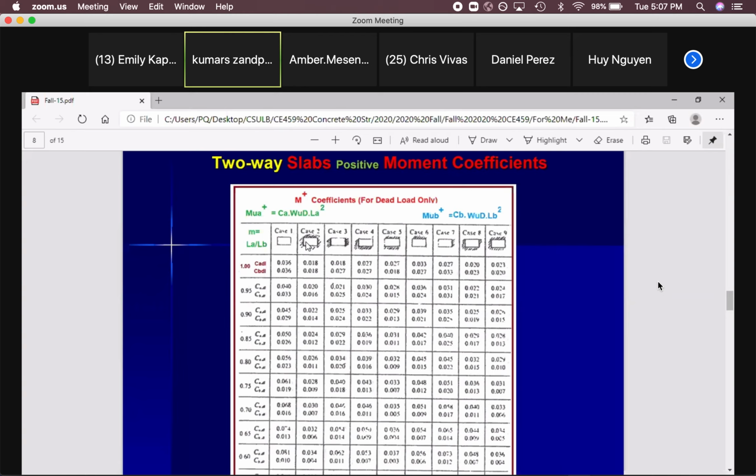We call this the A direction because this is LA. A direction: negative moment, positive moment, negative moment. B direction: negative moment, positive moment, negative moment. Hopefully it's clear. If not, please ask me. I will review this again and again. If you have just the two short sides fixed, and the long sides have no fixed support, then zero negative moment, zero negative moment, and just positive moment in the A direction.